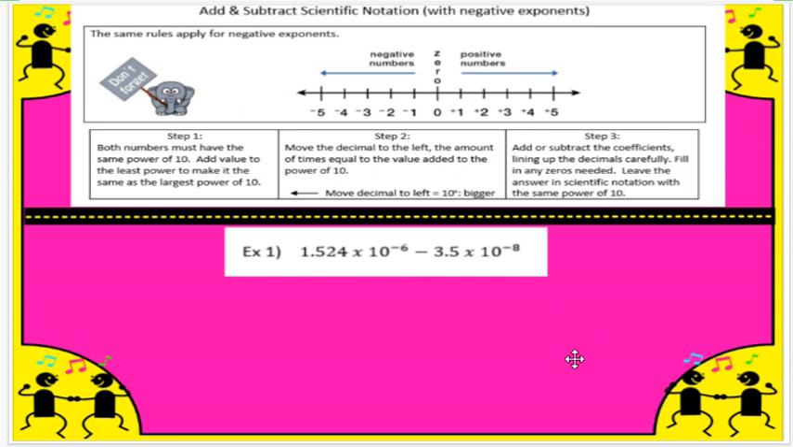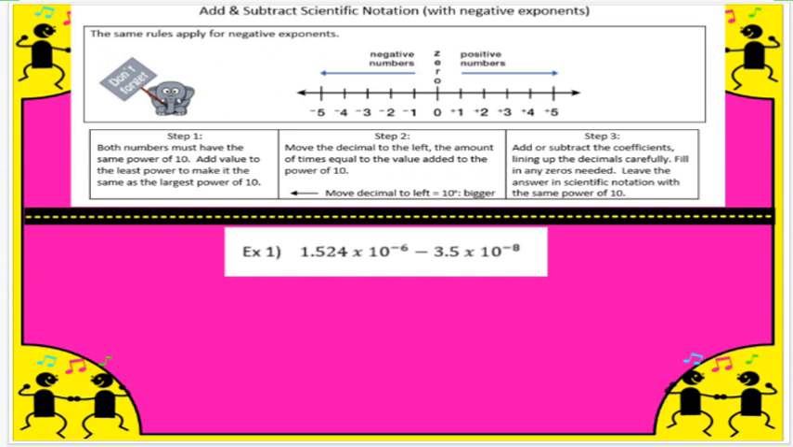So for this first example, we have 1.524 times 10 to the negative 6 minus 3.5 times 10 to the negative 8th. All right, so for this one, we want to look at our powers of 10. And I have one that is a negative 6 and one that is a negative 8. So when you are thinking about negatives, which one's larger, negative 6 or negative 8? Okay, and that's what you got to think. So that's one of the number lines here.